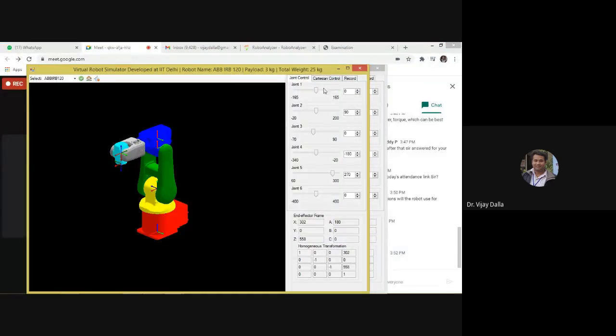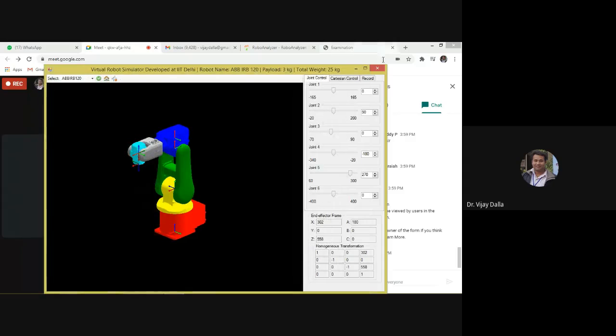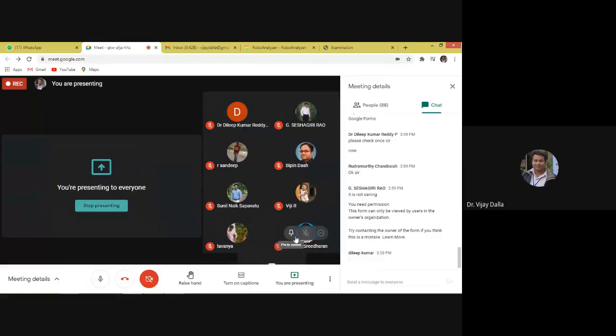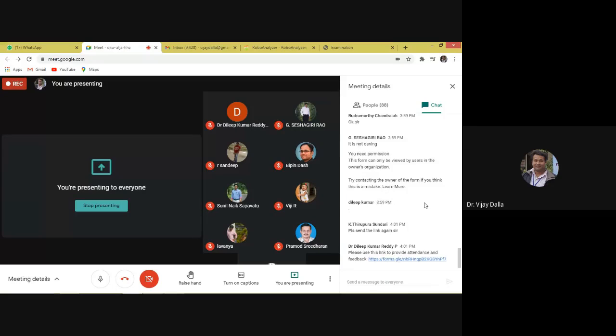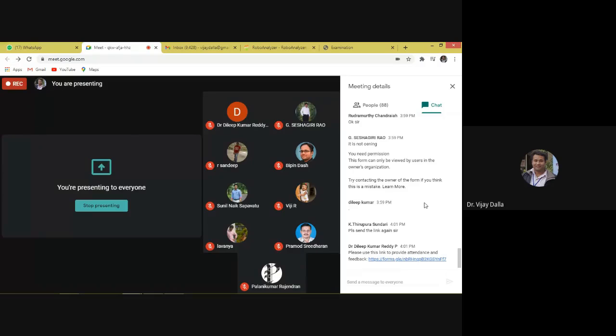So with this, I would like to conclude. This Robo Analyzer is a very good software for the visualization of kinematics and dynamics, visualization of joints like either rotary or prismatic joints. Okay, and also we can have the feeling of jogging, means moving the joints. We can demonstrate either through the 3D model or the graphs.